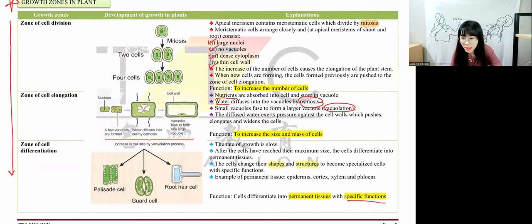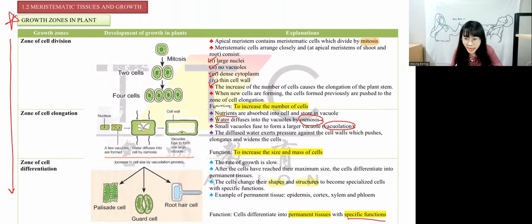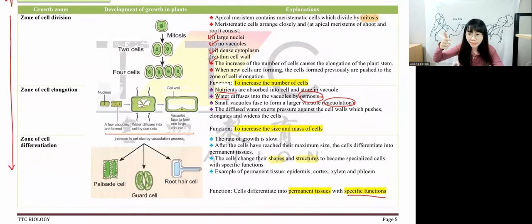Okay, anyone has questions? So they just elongate the stem, correct? They just become bigger most of the time, parenchyma. Okay, anyone has question? Okay, now no question. We're going to try some exercise at the back, guys.